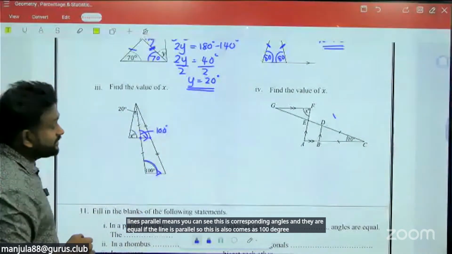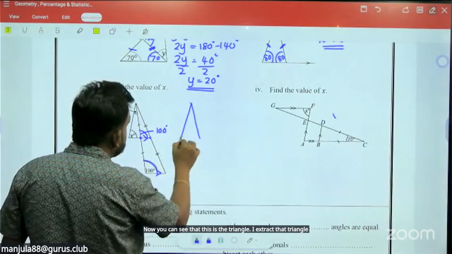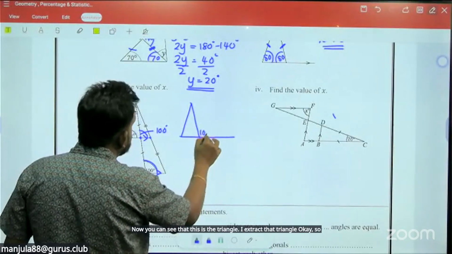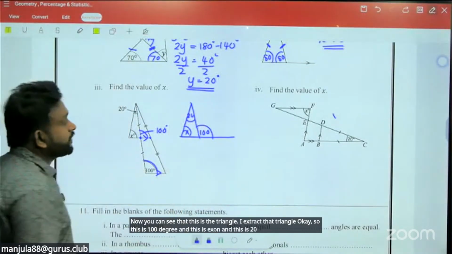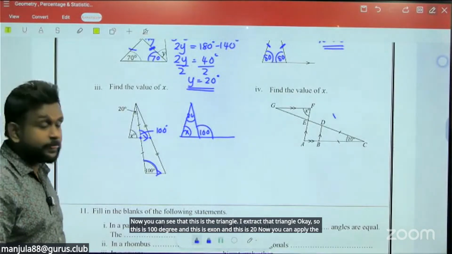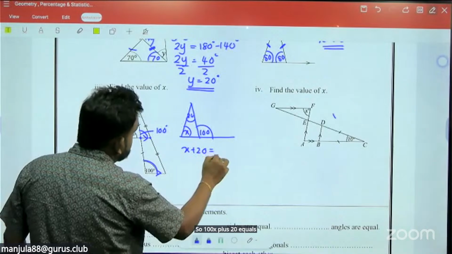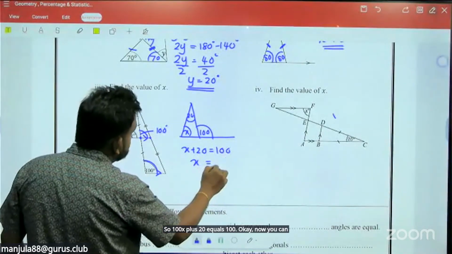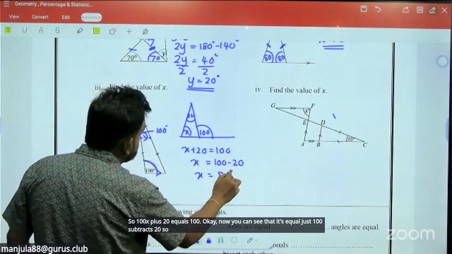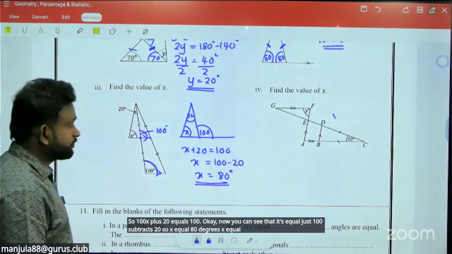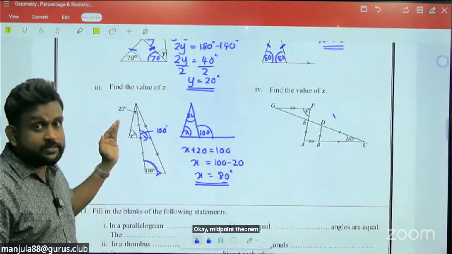Now you can see that this is the triangle. I extract that triangle. Okay. So this is 100 degrees, and this is x, and this is 20. Now you can apply the exterior angle theorem in one shot. So x plus 20 equals 100. Now x equals 100 minus 20. So x equals 80 degrees. Midpoint theorem is applied first and then the exterior angle theorem.